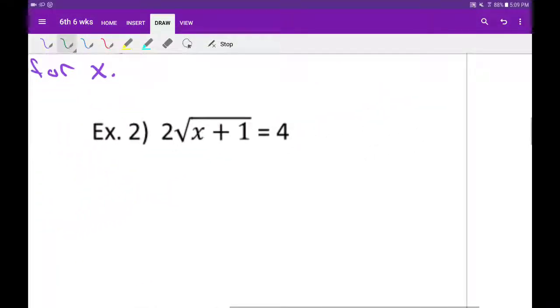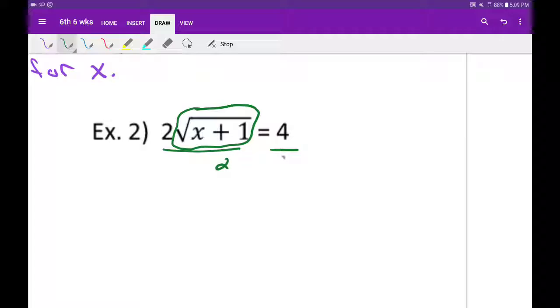Example 2, we need to isolate the radical part here. So anything in front, including that 2, needs to be divided out. Okay, so now these 2's are canceled. We get the square root of x plus 1 equals 2.